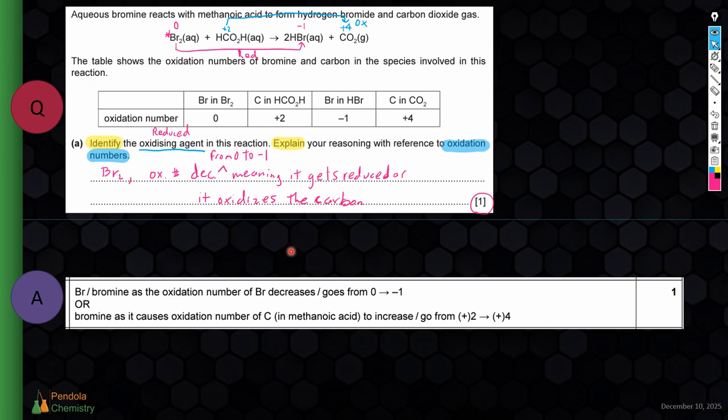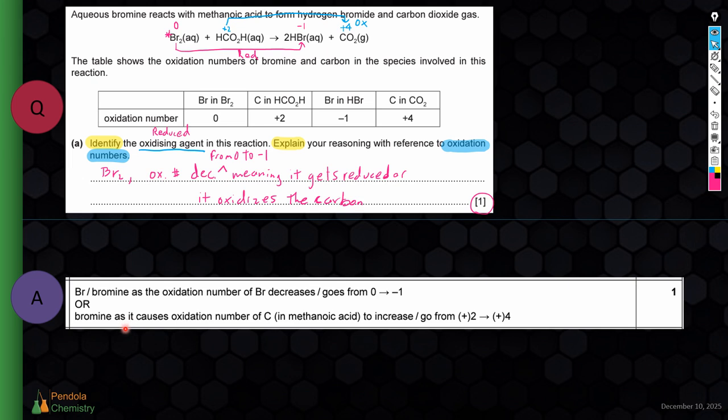And here's what we get. Br2, or bromine, as the oxidation number of bromine decreases from 0 to -1. So you can see here how we do have specifics in our mark scheme. We won't always have that, but you want to have it if it's in the mark scheme. And since you don't know what's in the mark scheme, I would always recommend to err on the side of caution, meaning write what you have here if it takes you only a few more seconds.